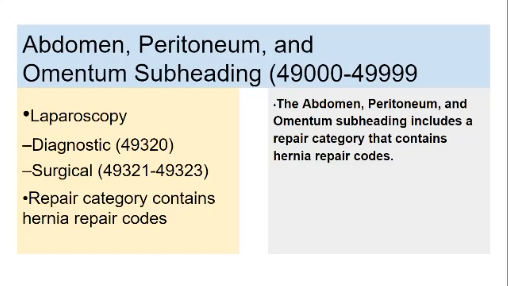Repair category contains hernia repair codes. The abdomen, peritoneum, and the omentum subheading includes a repair category that contains hernia repair. So I'm actually going to the repair, and it's going to start at 49491, hernioplasty, herniography, and herniotomy. So that's where you find those codes.